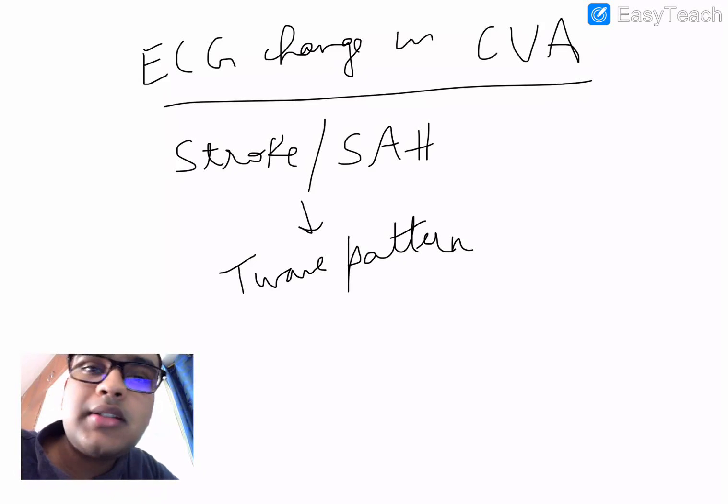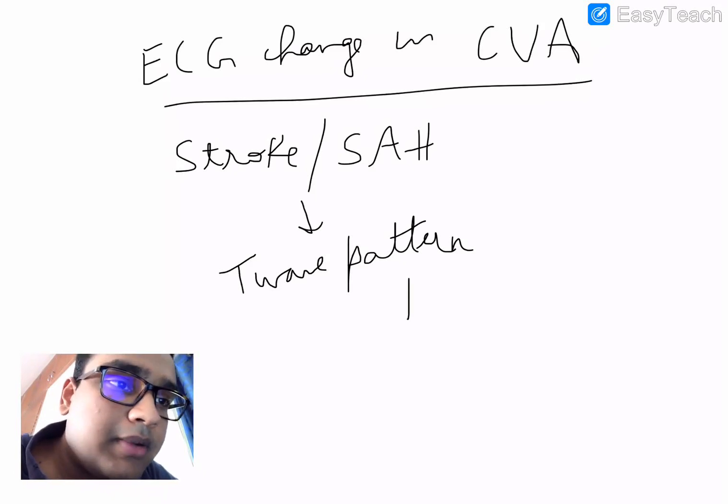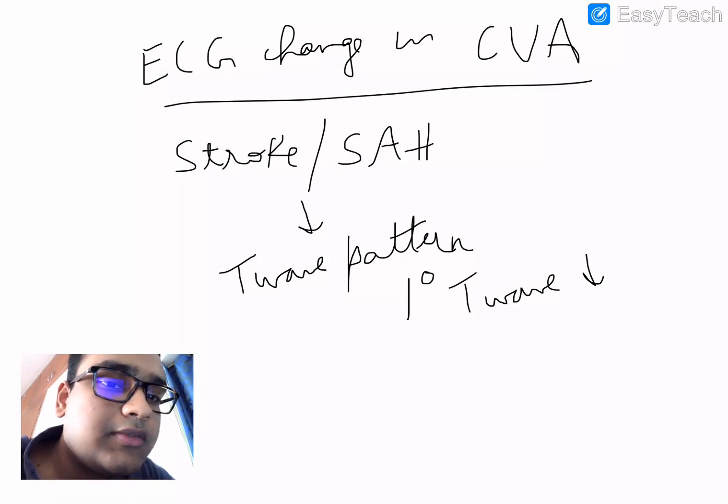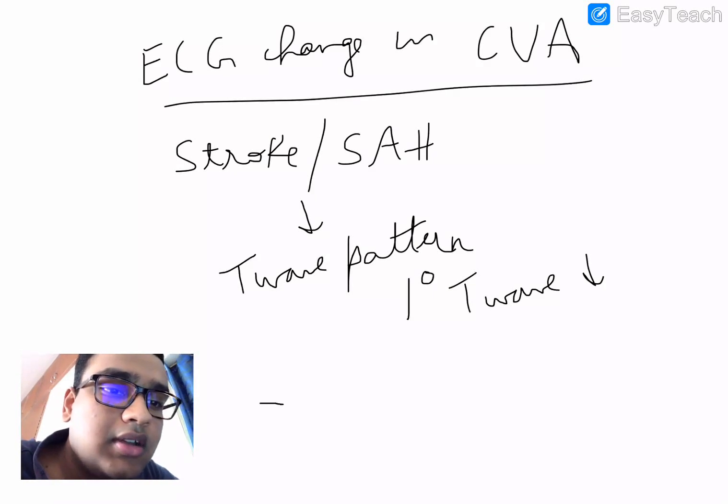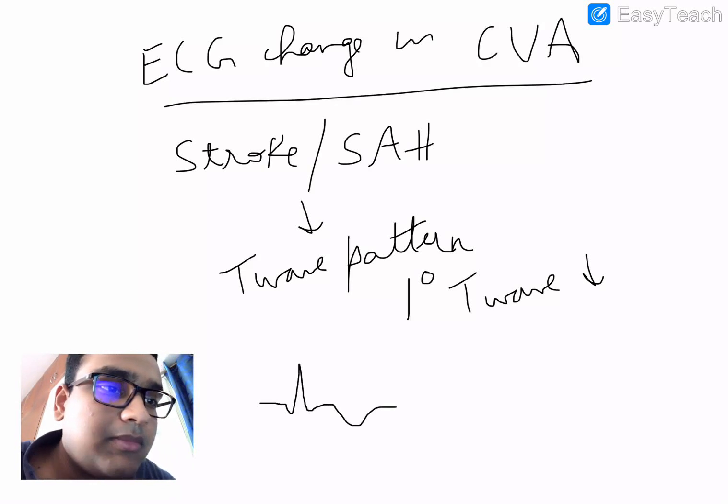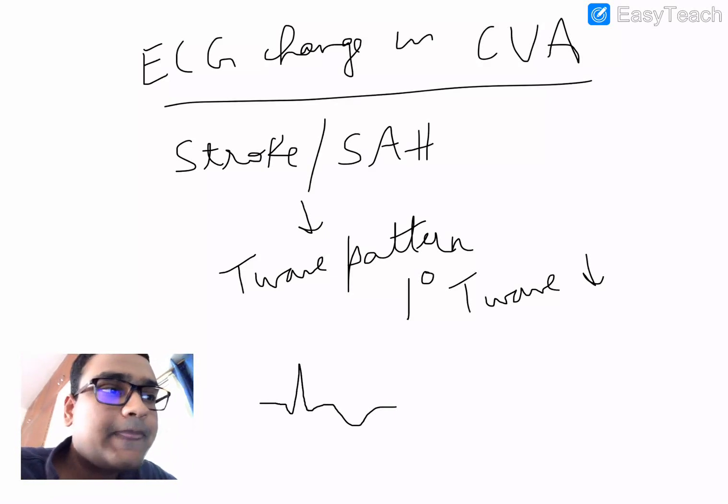So what is this T-wave pattern? So this is a primary T-wave inversion. You could see it something like this. So a prominent primary T-wave inversion, also known as T-wave pattern, may be seen in some patients with stroke or subarachnoid hemorrhage.